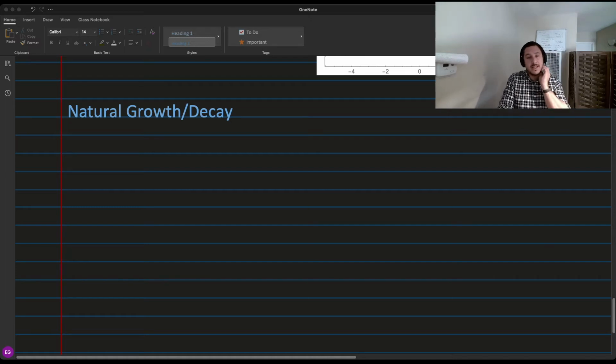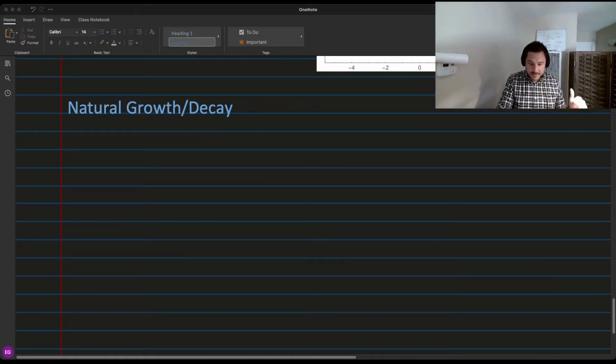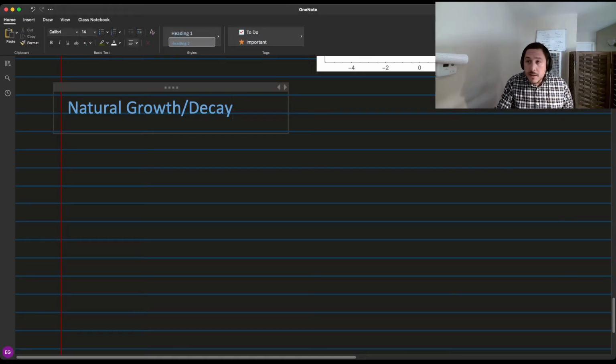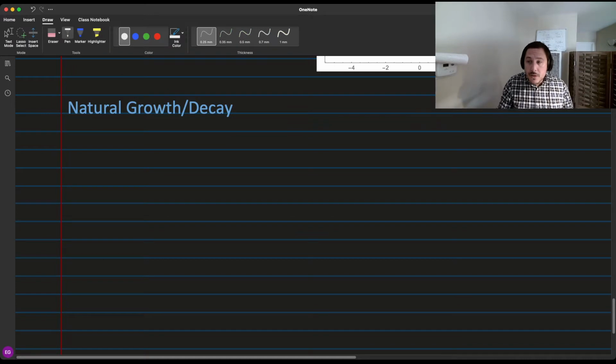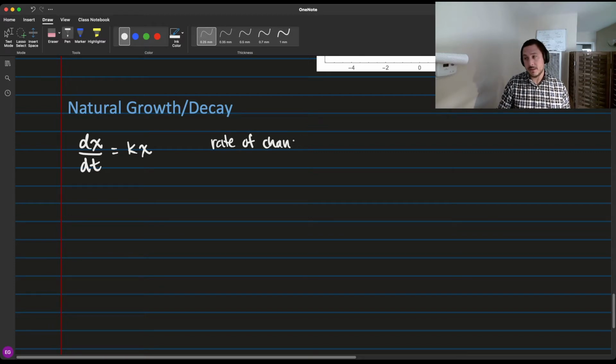So natural growth and decay. Let's come up with the model for it. Let's say that your differential equation is dx/dt equals kx. In other words, your rate of change of x is proportional to x. So the rate of change of x is proportional to x.